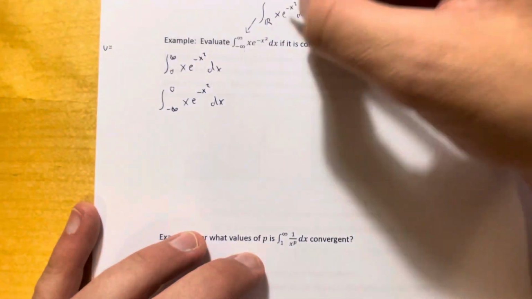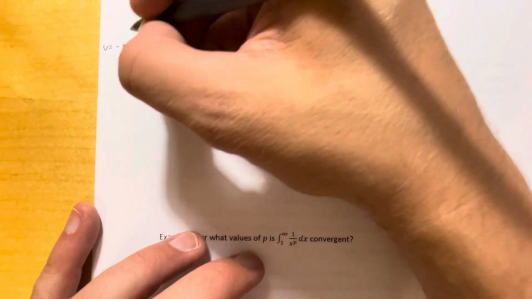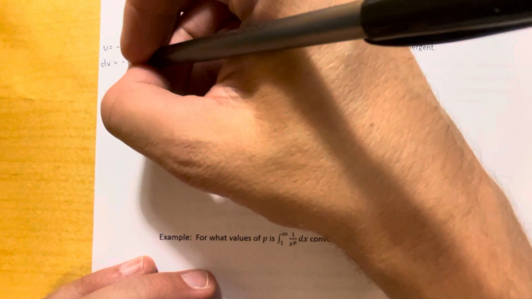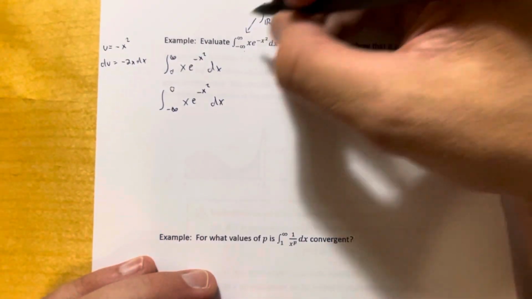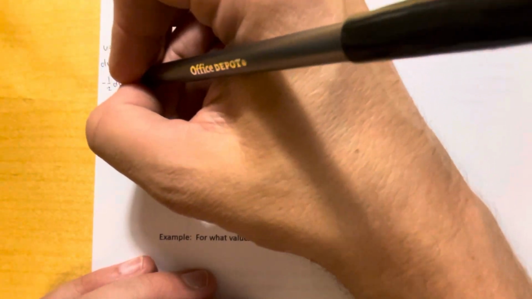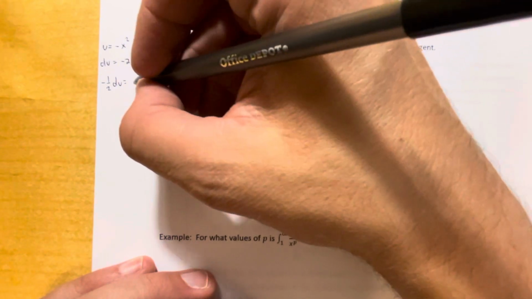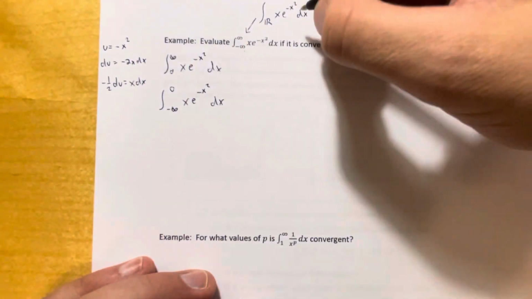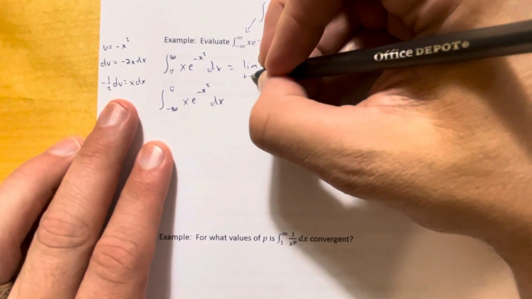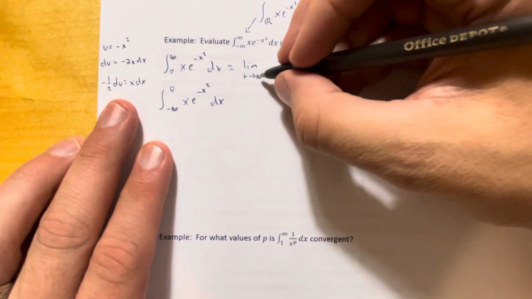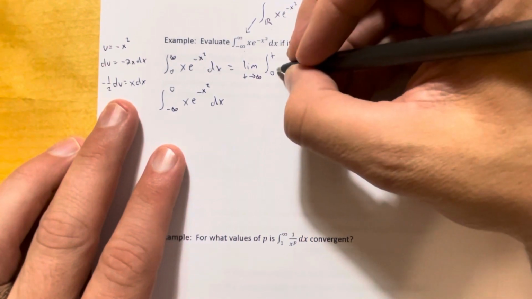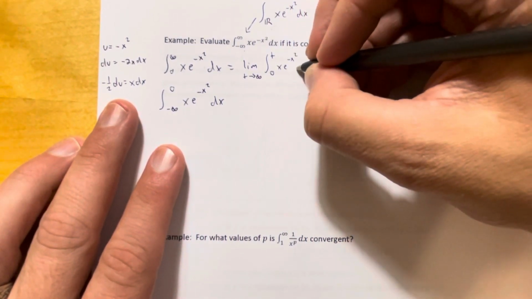I'm going to let, in both of these integrals, u equal negative x squared, so that du is equal to negative 2x dx. And solving for the x dx, since I have that in my integrand, I have negative 1/2 du equals x dx, okay? So I'm going to use that in a second, but let's first set this up using the limit. This is going to be a limit as t approaches infinity of the integral from 0 to t of x e to the negative x squared dx.